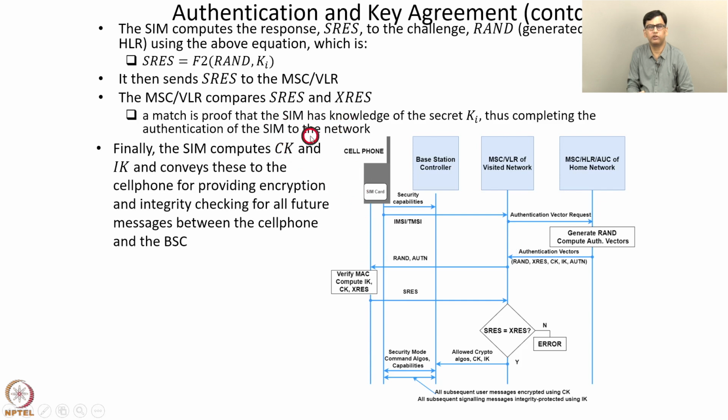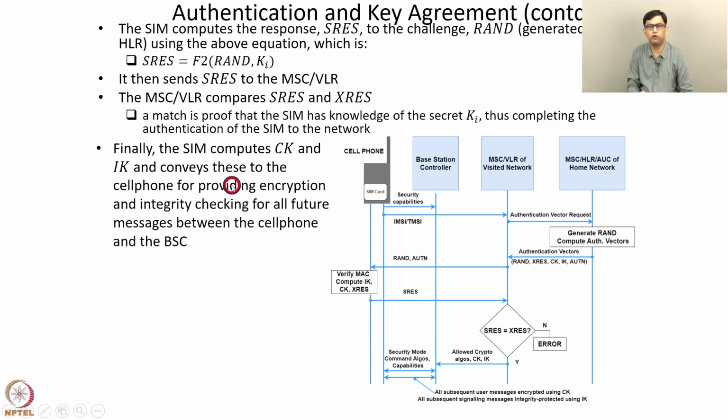Finally, the SIM computes CK and IK, that is, the ciphering key and the integrity key, and conveys these to the cell phone for providing encryption and integrity checking for all future messages between the cell phone and the BSC. So that is shown here. The SIM card computes IK and CK, and these are conveyed to the cell phone.